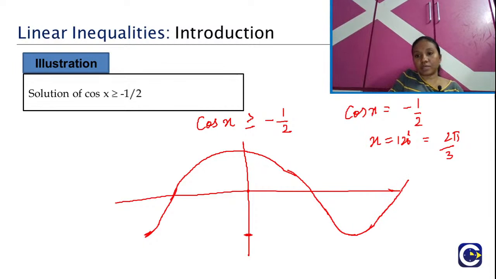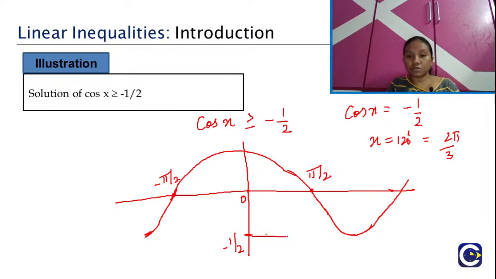So I'll be having my sine graph something like this. What is my 0 here? So my sine 90, that is pi by 2, will be 0. And similarly, minus pi by 2 will also be 0. And this is 0. And this is my y-axis, that is minus 1 by 2. So what will be the angle when it is minus pi by 2? So somewhere here. So the angle at this point, that is the x value, will be 2 pi by 3.